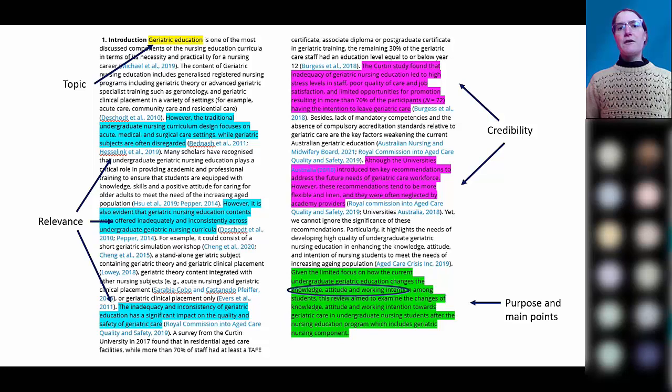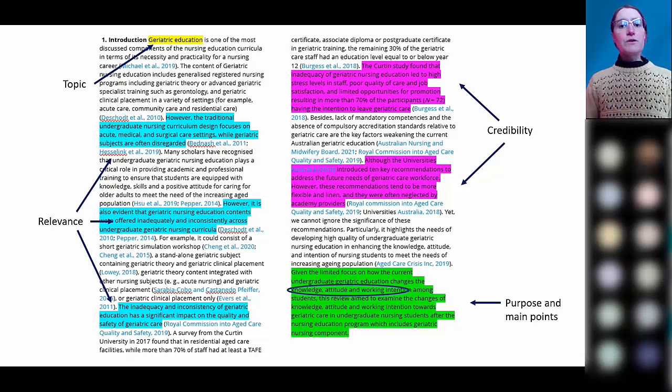In the Yan et al. article that we saw the abstract of earlier, remember with those bullet point looking things, this is the same article. You can see some of the parts of an introduction at work. So first, they announced their topic of geriatric education of undergraduate nurses.